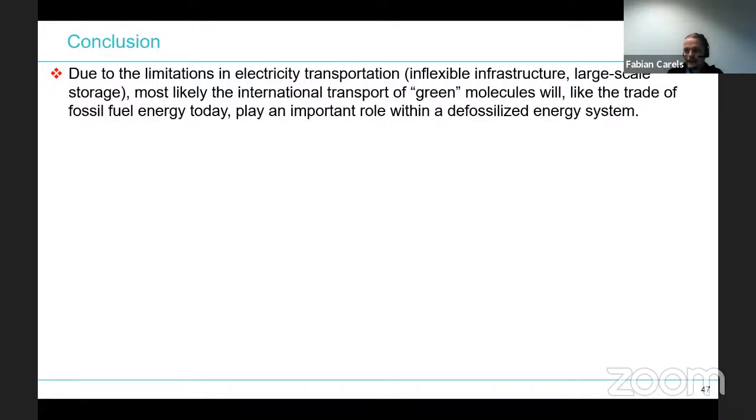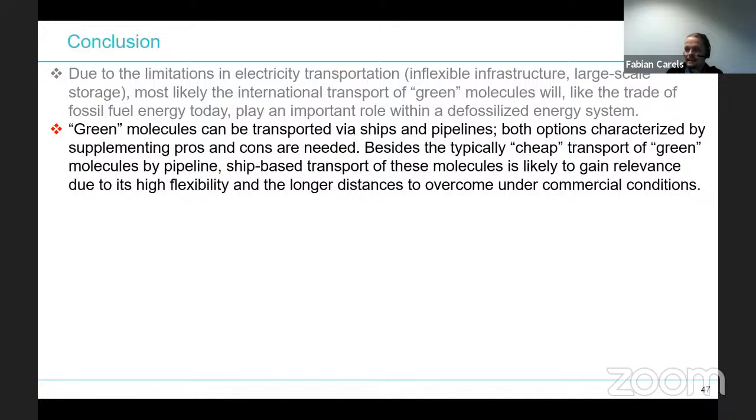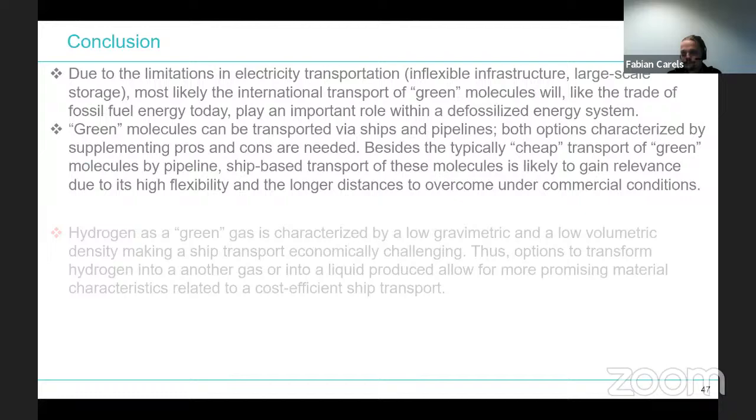So let me draw a conclusion. Due to the limitations in electricity supply, most likely the international transport of green molecules will, like the trade of fossil fuel energy today, play an important role within a defossilized energy system. We have seen that green molecules can be transported via ships and pipelines. Both options are needed in the future, most likely. Besides the typical cheap transport of green molecules by pipeline, ship-based transport of these molecules is likely to gain relevance due to its high flexibility.